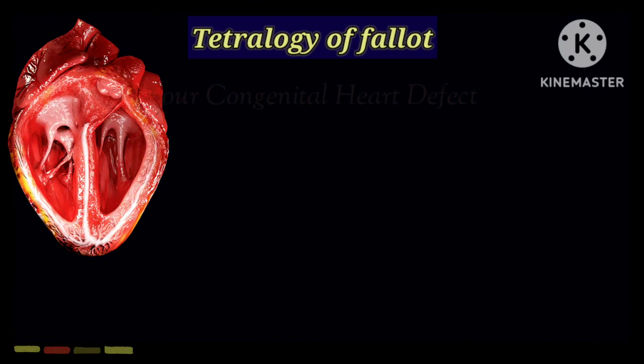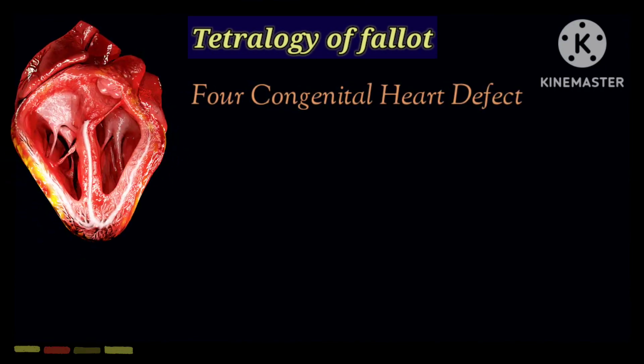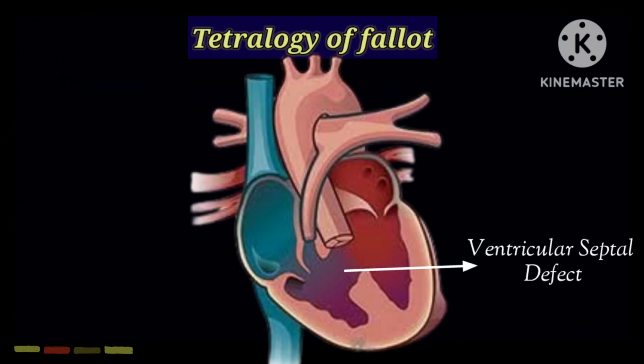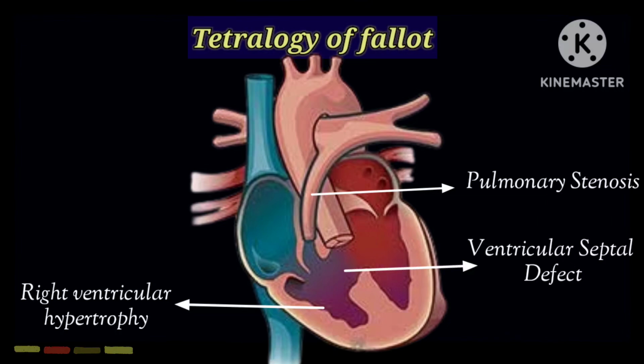Tetralogy of Fallot is a combination of 4 congenital heart defects that affect infants and children. The 4 defects are ventricular septal defect, pulmonary stenosis, right ventricular hypertrophy, and overriding of the aorta.